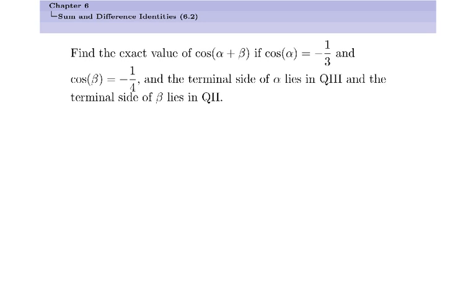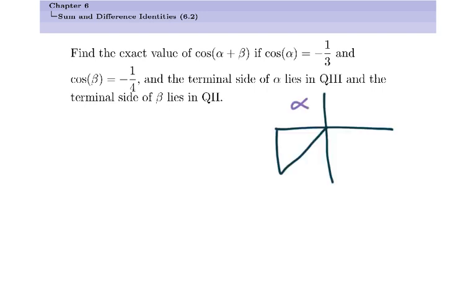Find the exact value of cosine of alpha plus beta if cosine of alpha equals negative 1/3 and cosine of beta equals negative 1/4, and the terminal side of alpha lies in Q3 and the terminal side of beta lies in Q2. What I want you to do is I want you to draw a triangle for the terminal side of alpha and a triangle for the terminal side of beta.